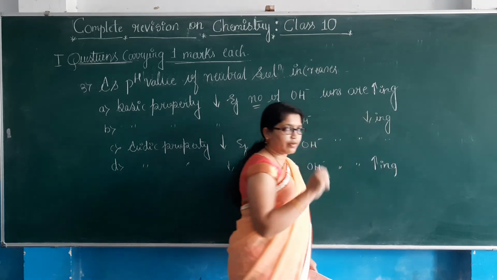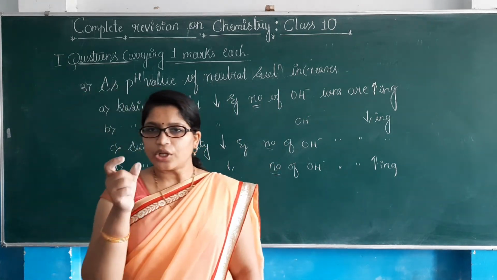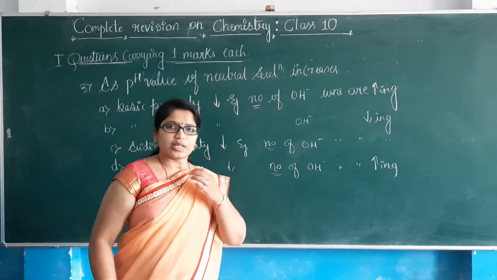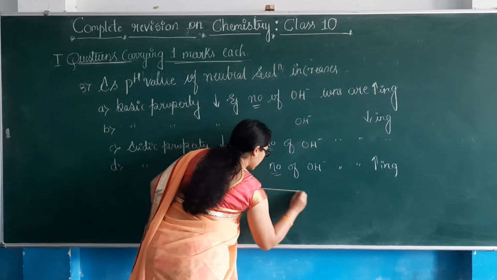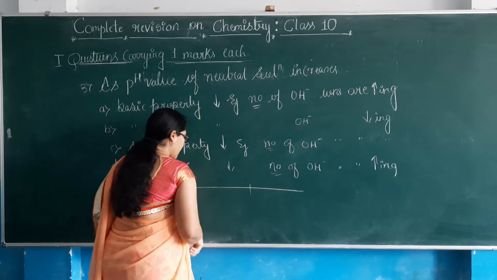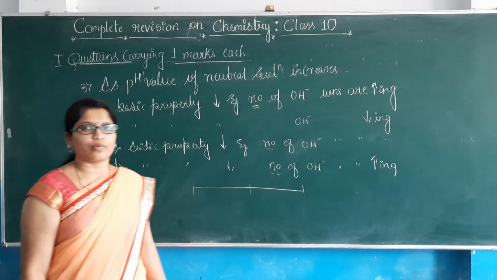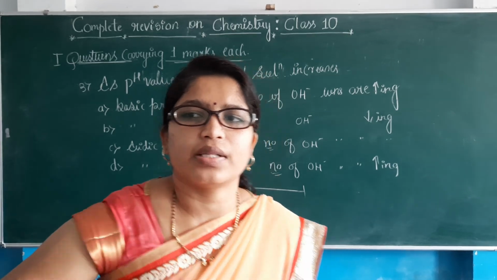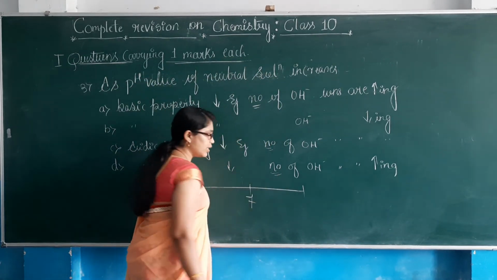So I think you feel this question is somehow interesting. We have a neutral solution. The pH range we have already understood. What is the pH for a neutral solution? It is 7. I have the pH scale. In the middle I have some value, and at the right side end I have another value. So when you consider the pH of a neutral solution, it will be 7.